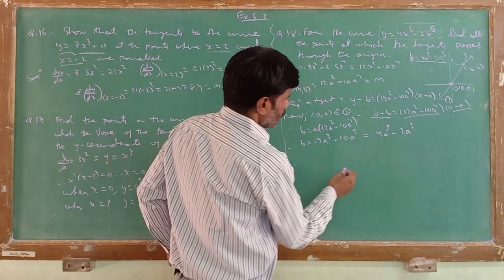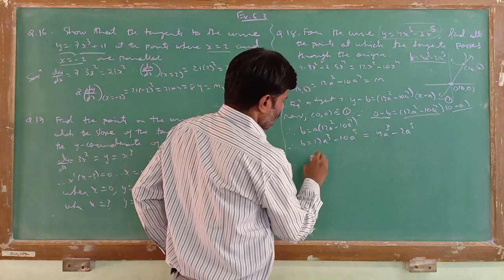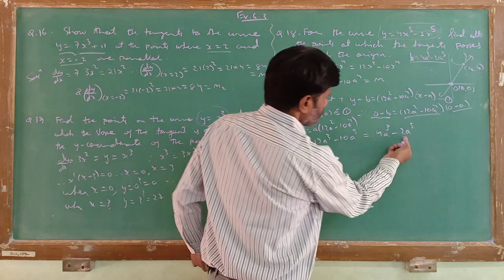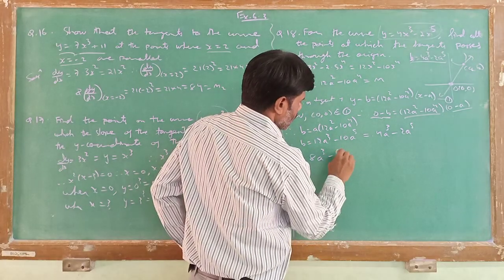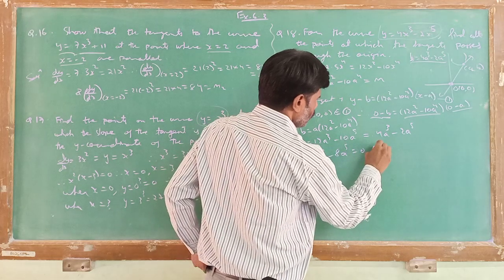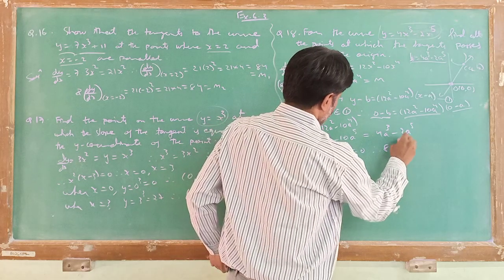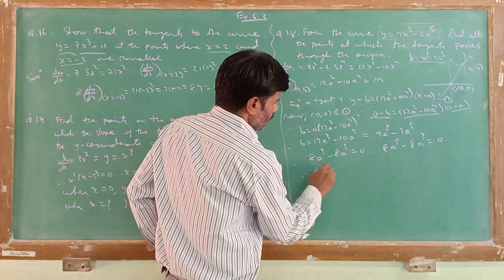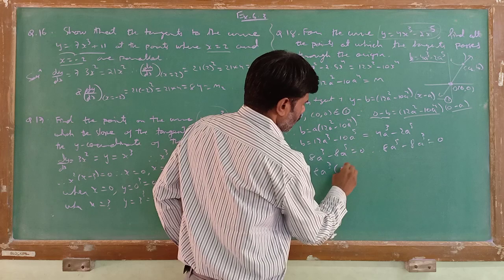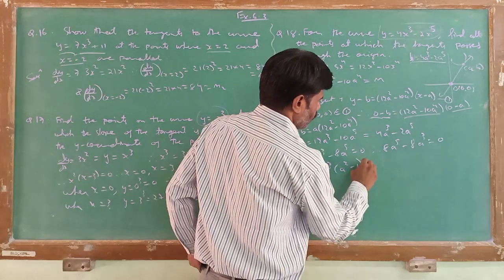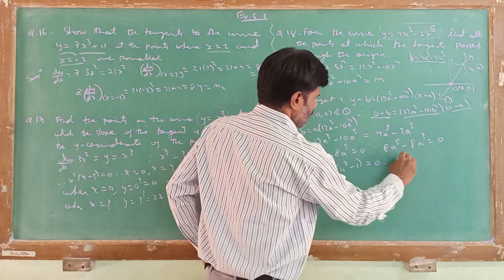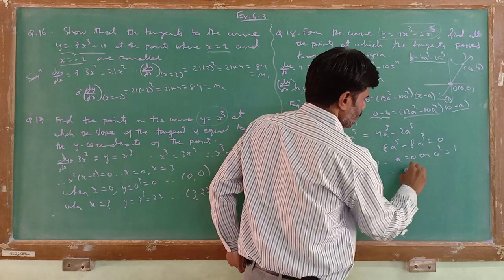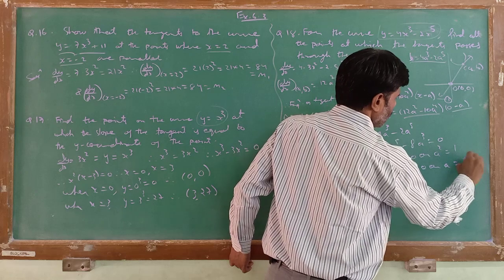So from here, what will you get? 12a cube minus 4a cube, that is 8a cube, minus 2a raised to 5 will come here. So minus 8a raised to 5, or you can say 8a raised to 5 minus 8a cube is equal to 0. What is common? 8a cube common. So what you are getting? a square minus 1 is equal to 0. It means a is equal to 0 or a square is equal to 1. Means a is equal to 0 or a is equal to plus or minus 1.